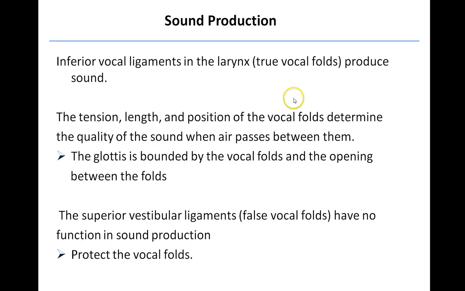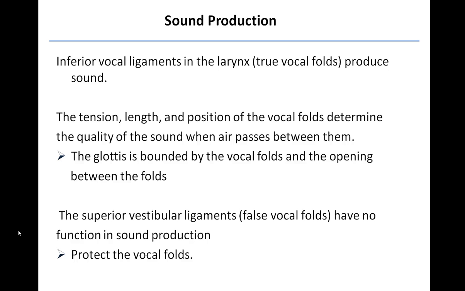The tension, length and position of these ligaments is determined by muscles which are attached to those cartilage pairs that I showed you previously. These ligaments will vibrate as air passes over them and produce sound. The opening through which the air moves is referred to as the glottis.